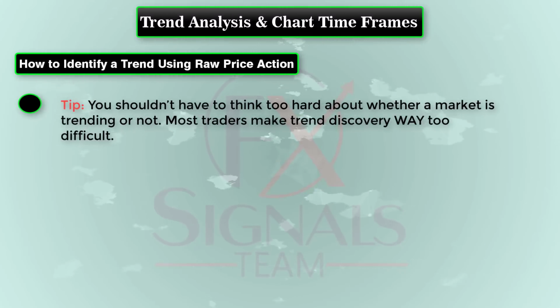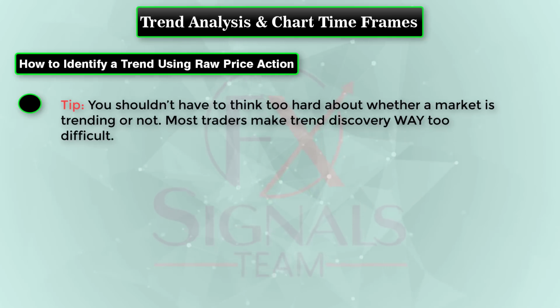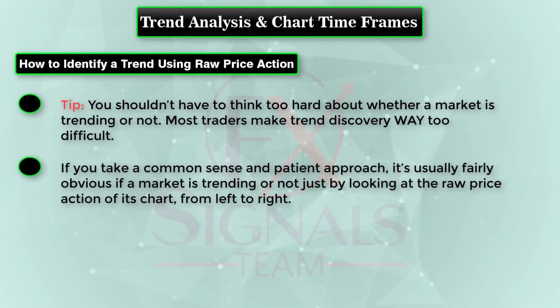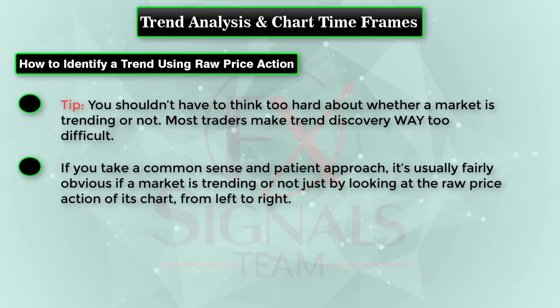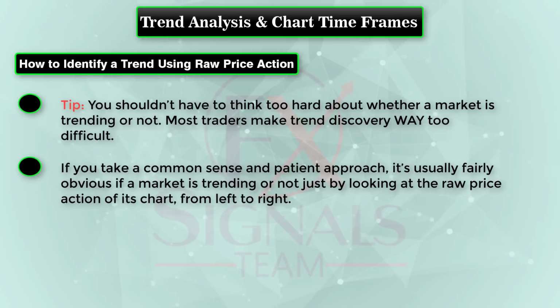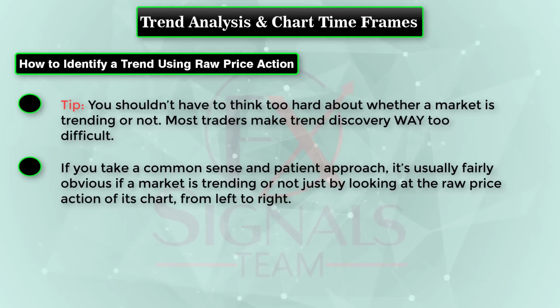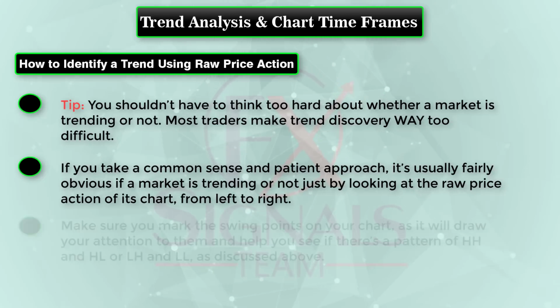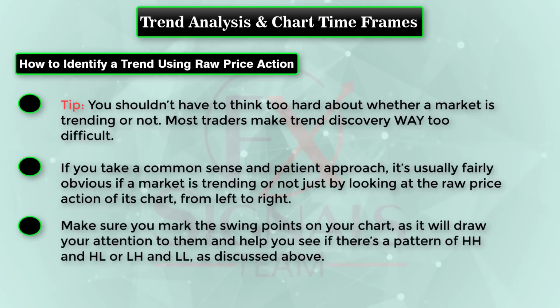Tip: you should not have to think too hard about whether a market is trending or not. Most traders make trend discovery way too difficult. If you take a common sense and patient approach, it's usually fairly obvious if a market is trending or not just by looking at the raw price action of its chart, from left to right. Make sure you mark the swing points on your chart, as it will draw your attention to them and help you see if there's a pattern of HH and HL or LH and LL, as discussed above.